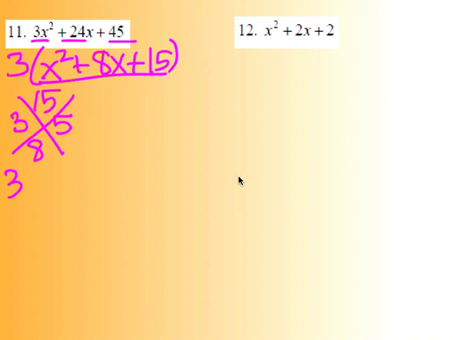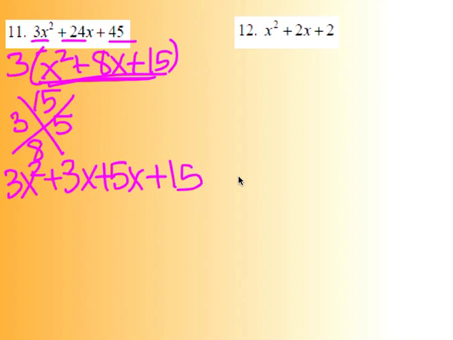So then I'm going to have 3x squared, and instead of writing 8x, I'm going to split that up to be 3x plus 5x plus 15. Again, using this version, keeping the first and the last term the same. I'm sorry, x squared then, if I'm using that version. So then we're going to factor by grouping.